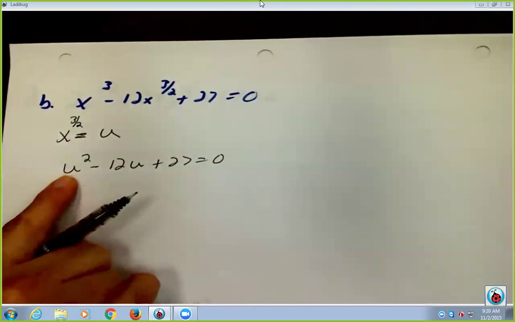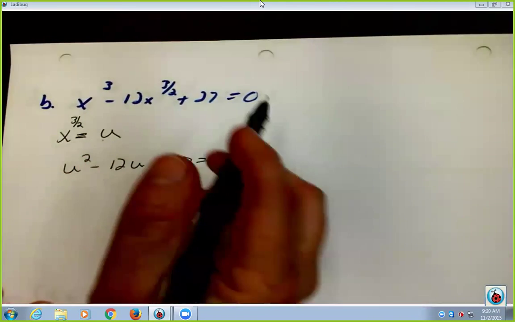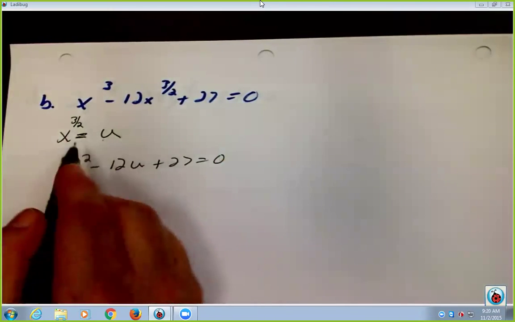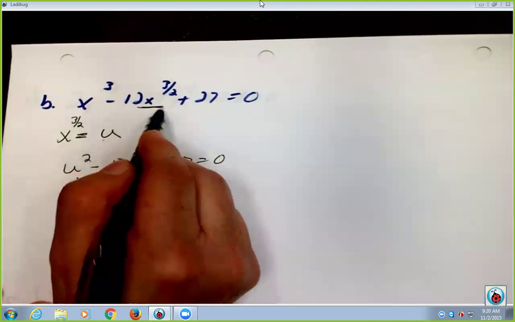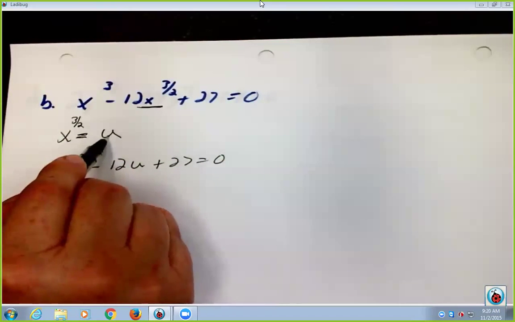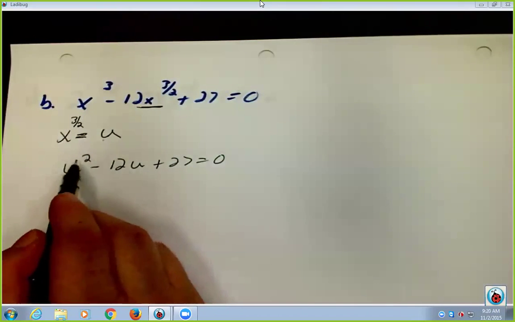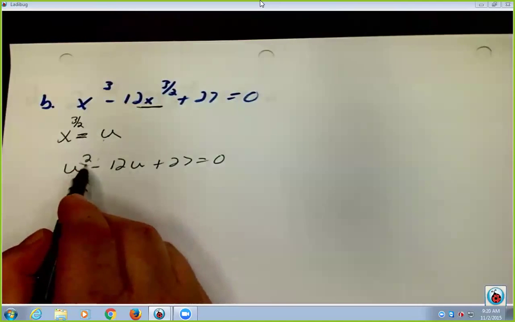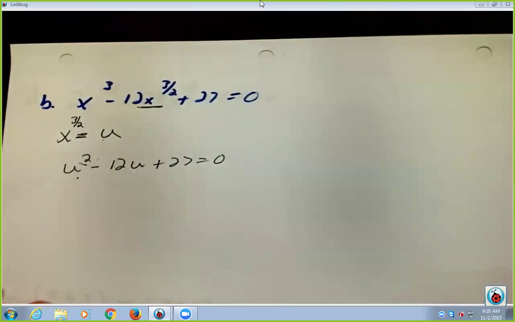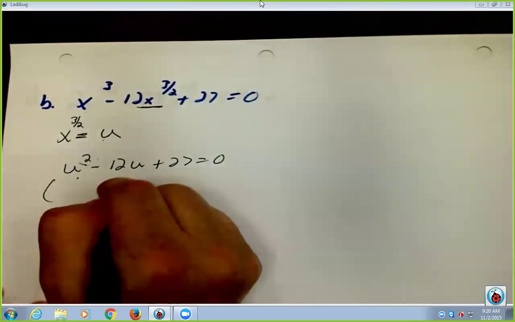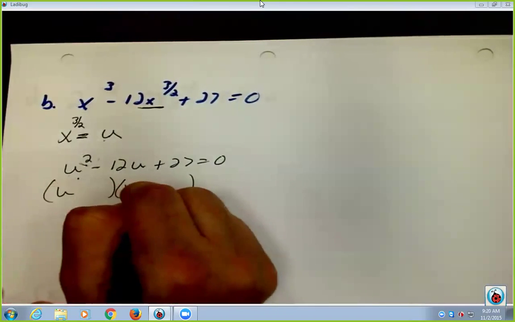Yes, at the beginning. The question was, is it always u squared at the beginning? Yes, because this piece is being replaced by u. And so naturally, the very beginning one is always the u squared. And so, what does this factor to? So I get a u and a u.